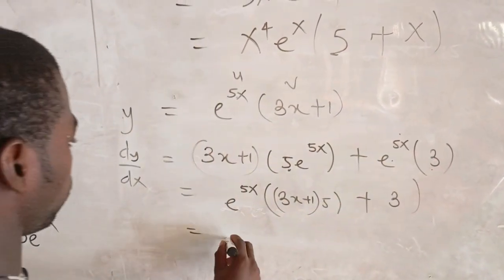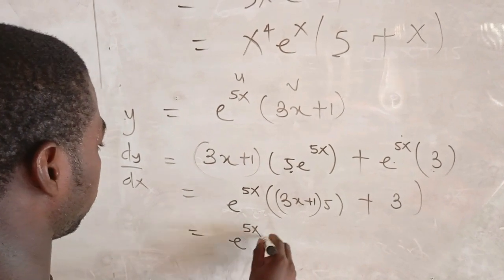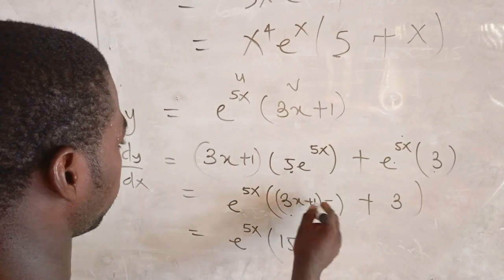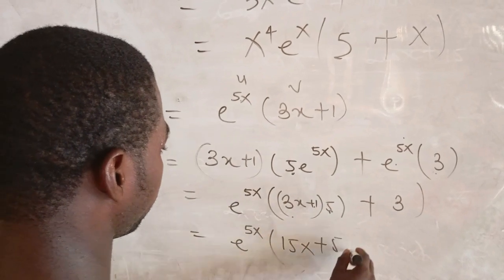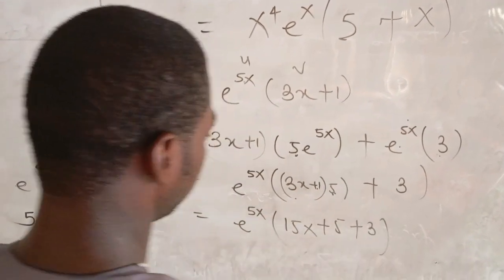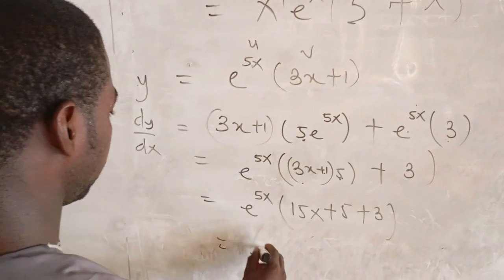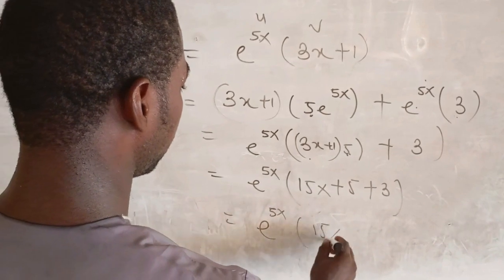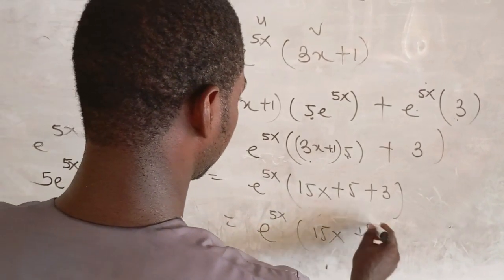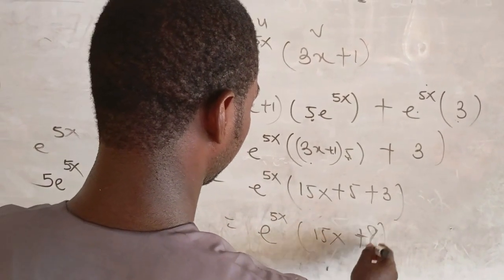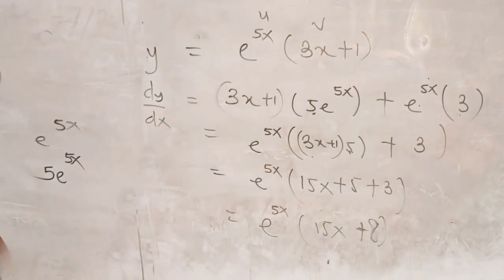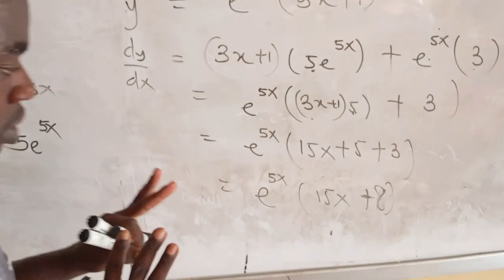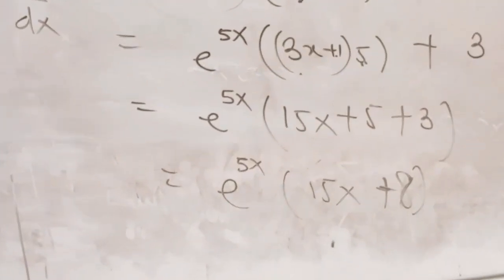So this will finally be equal to e raised to the power of 5x into 15x plus 5 plus 3, right? So this is finally e raised to the power of 5x into 15x plus 8, and that's the derivative of that product, right? So this is all about the product rule.